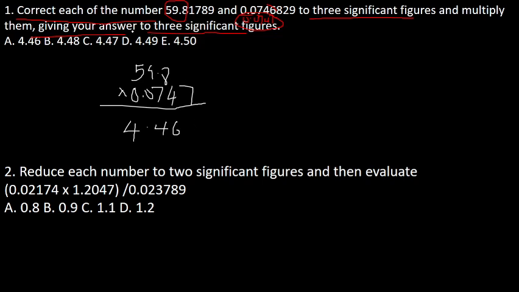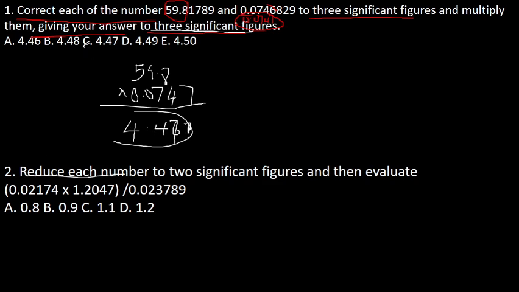The question says give your answer to 3 significant figures, and these 3 numbers are highly significant. But you can see that after 6, the next number is 7. Are you getting me now? So we must approximate this one to 7. So the answer is 4.47. C is the correct answer.